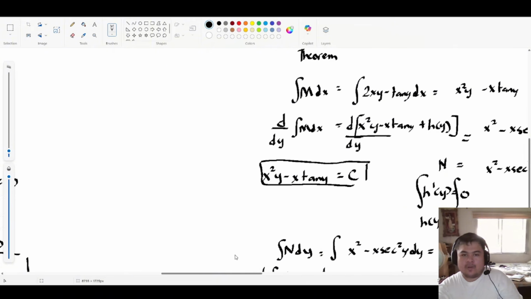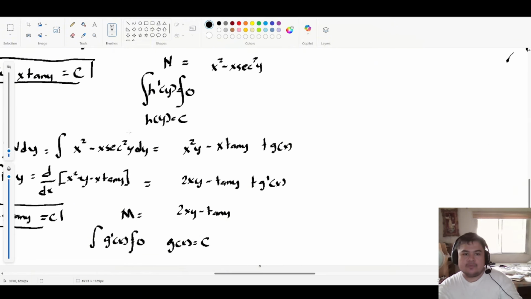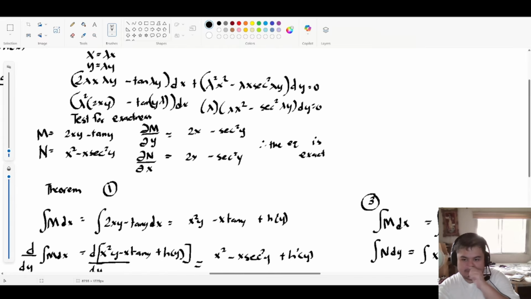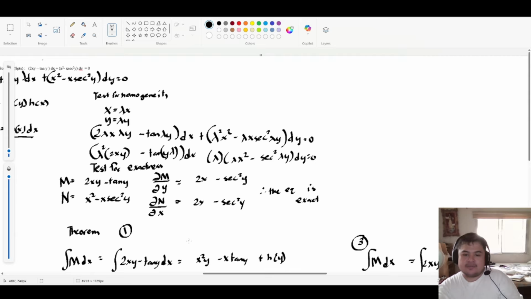You don't have to do all theorems. So this is theorem 1. This is theorem 2. This is theorem 3. You don't have to do all theorems, but those are the 3 methods in solving exact equations.